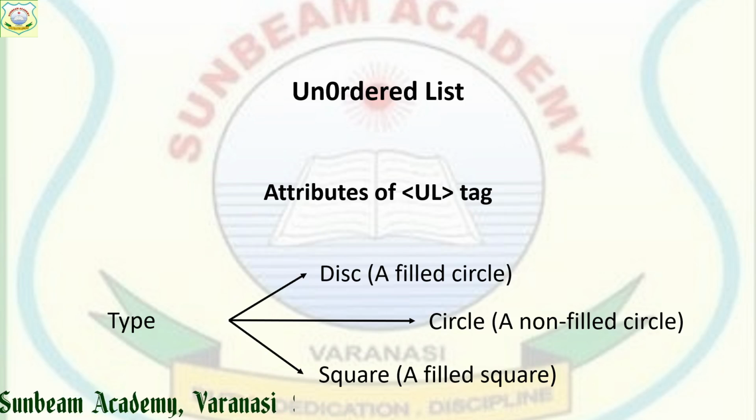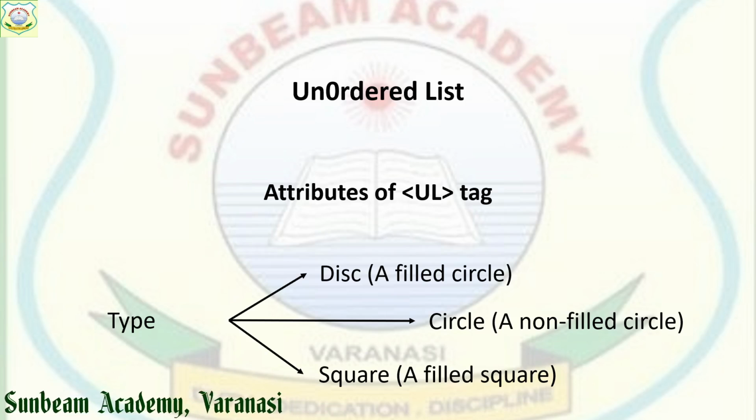Attributes, if we talk about, as in the case of ordered list, we have seen there were two attributes, type and start. Since it is not going to be in proper sequence, there should not be any start attribute. Means a starting point we cannot give because no numbers are there. Only type attribute it is having. In the case of ordered list, we have seen 5 types were there, but in the case of unordered list, there are only 3 types.